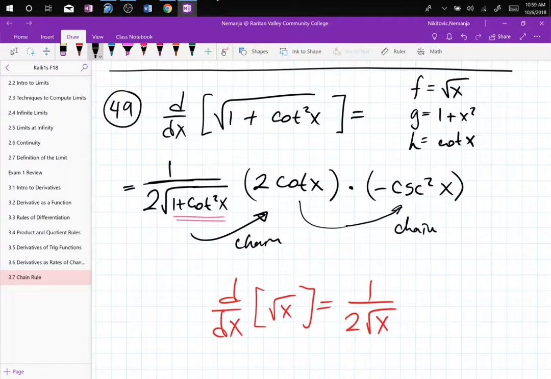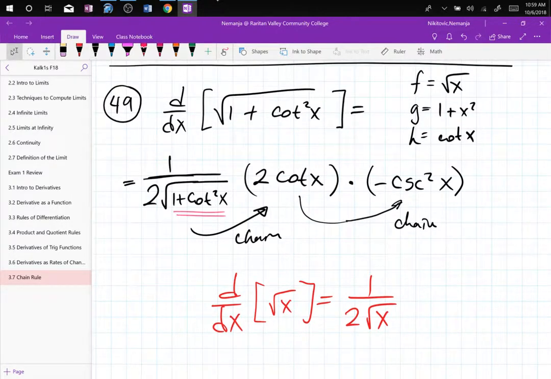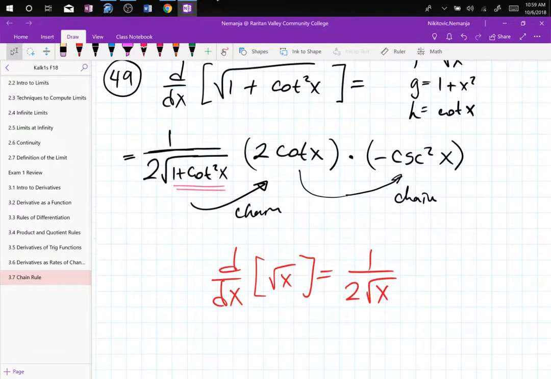Now, I'm going to show you why I love mathematics. All right, this is really personal now. The same problem 49 done in blue.